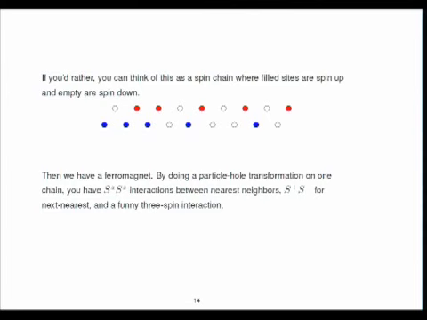So just to say, if you want, you can think of this as a spin chain as well. Just think of filled sites as spin up and empty as spin down, and then there's this phase of i as you hop by. When you translate this into spin chain language, it becomes a funny 3-spin term. But otherwise, the other terms are the same.